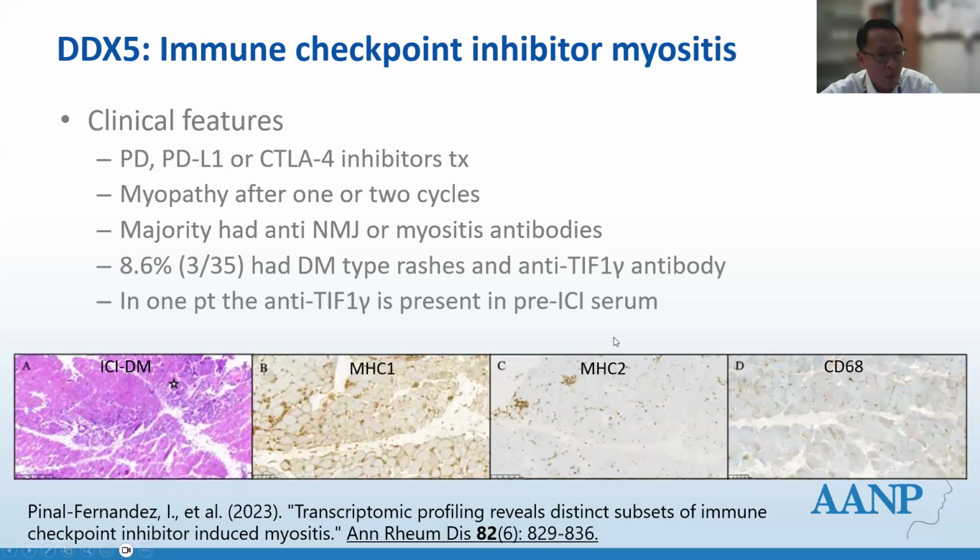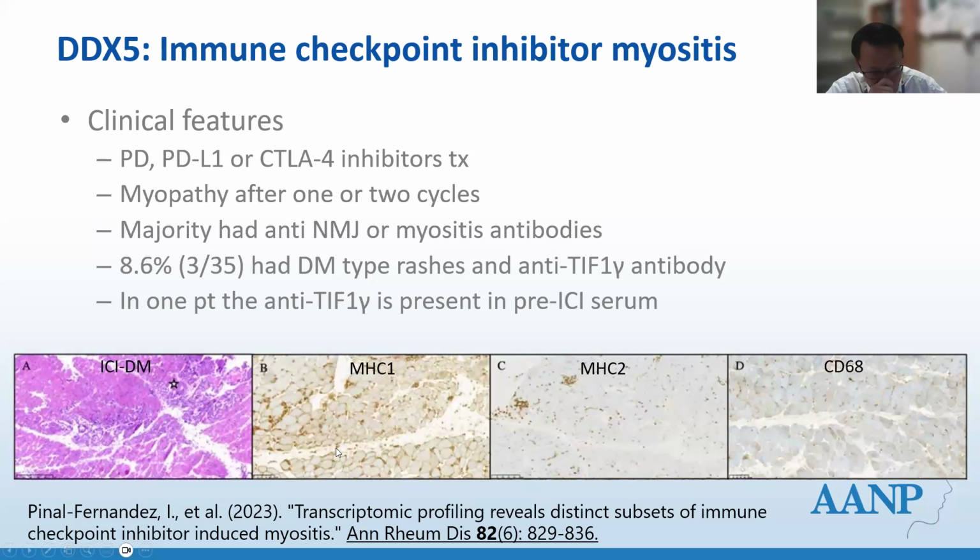The last differential I want to mention here is a pretty new entity. It's the immune checkpoint inhibitor myositis. This myositis typically occurs after 1 or 2 cycles in cancer patients who receive PD-1 or CTLA-4 inhibitor treatment. In this publication from 2023, headed by Andy Mammon at NIH, they collected 35 patients, and 3 of them had dermatomyositis-like pathology on muscle biopsy.